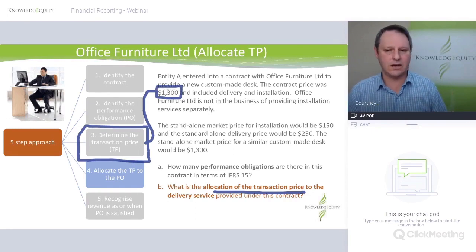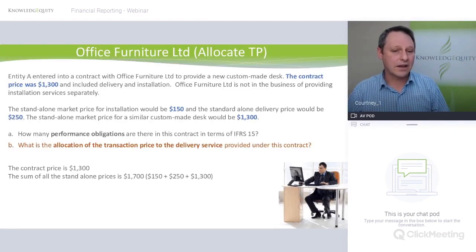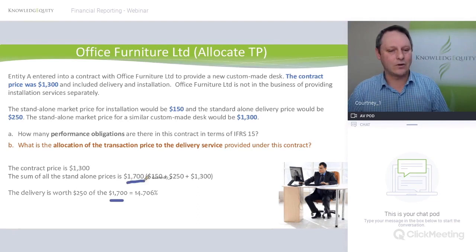And if you didn't know the standard, you might think, well, this is pretty confusing because the desk itself is worth $1,300. So maybe the delivery installation is free. It's zero. That's not going to work. So let's look through the case facts. Contract price, $1,300. And then we have some extra information. Installation, $150. Delivery, $250. So the total value in this situation is going to be $1,700 if we add all of those items together. Now we work out the percentage portion of the component.